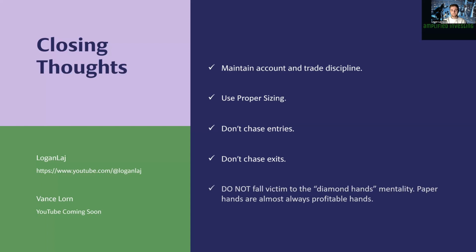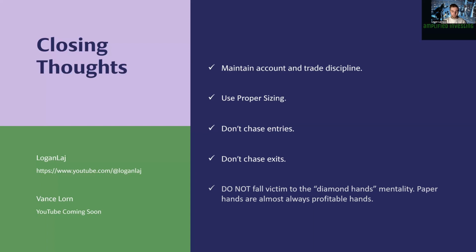And the last key point, and this is to the Wall Street bettors of the world, goes with everything else we're saying, which is: don't fall victim to the diamond hands mentality. Paper hands, which is the opposite of diamond hands, are almost always profitable hands. And this meshes all these other things together. Too often you see, I'm going to ship the whole account, I'm going to try to make $1 million in one go, and then when it goes against me, I'm out and I've got nothing left. Don't do that.